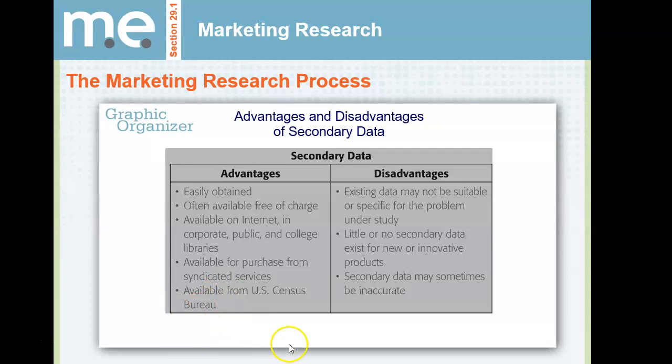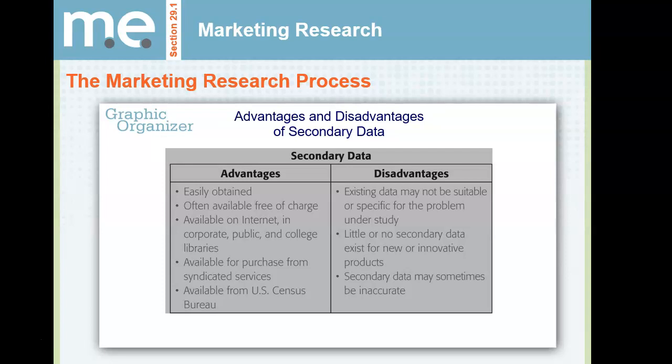So this is advantages and disadvantages of secondary data. Advantages, it can be easily obtained. Sometimes it can be free of charge and on the internet, and it can be corporate, public, or part of college libraries. It can also be available for purchase, and the sources like the U.S. Census Bureau, where that information is very public.